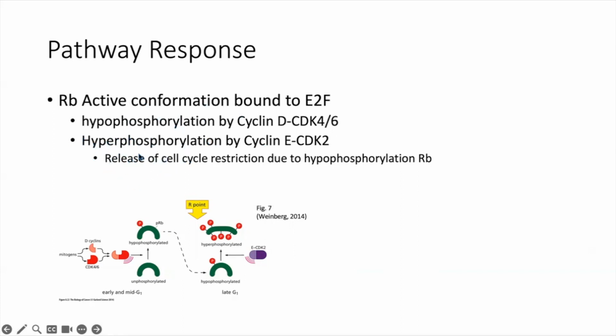cell cycle. The null mutation eliminates this ability to constantly bind to E2F, allowing it to freely roam and constant proliferation of the cell to occur.